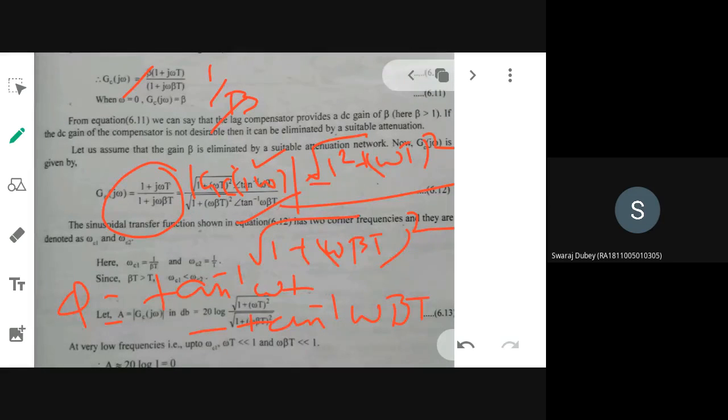Okay. Now I need to substitute different values for omega. Then I will be able to get the variation of the magnitude and the variation of the phase angle as well. So let us discuss how that happens.